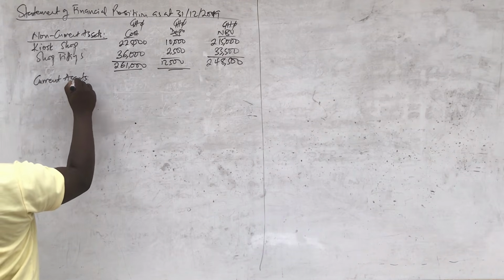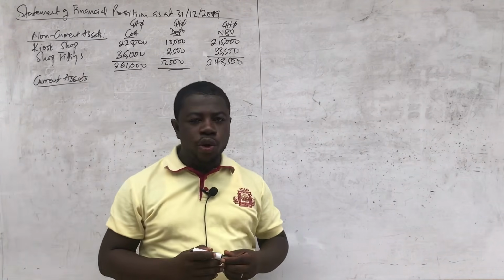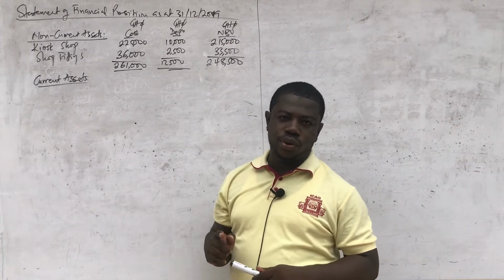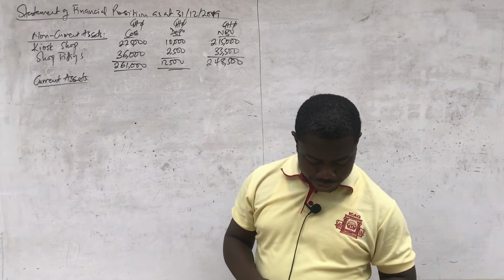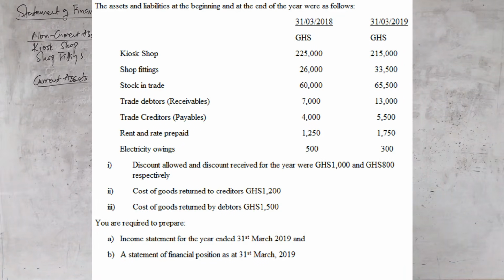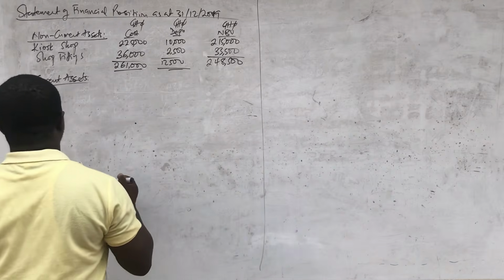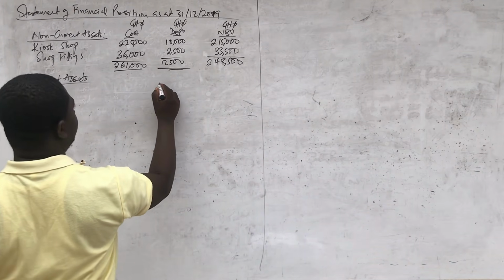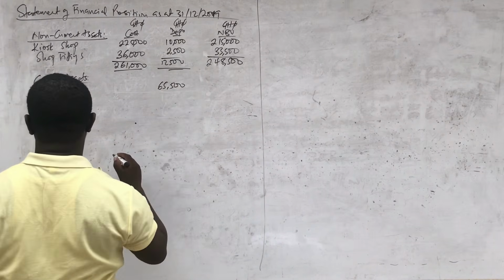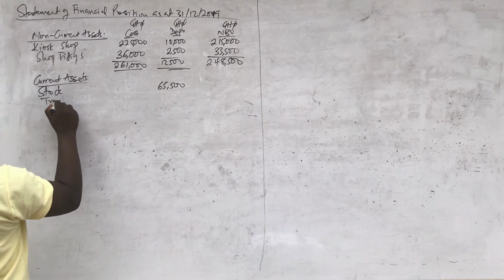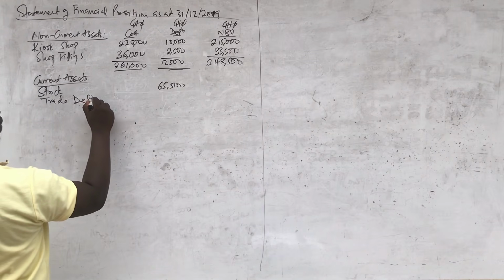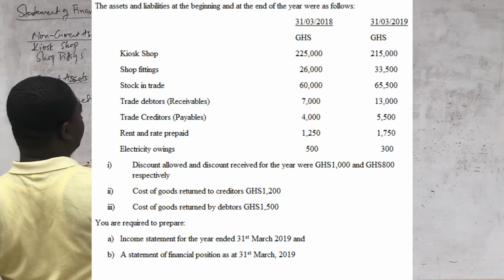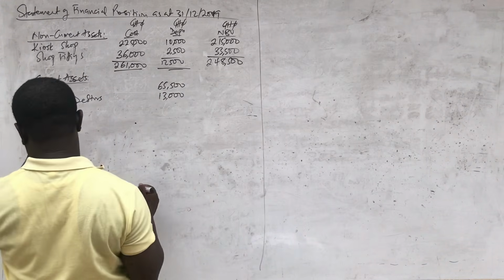Remember, I repeat that we are using only the closing balances of the assets and liabilities for the statement of financial position. Take note, we are using the closing balances. So for the current assets, we are going to go by the order of liquidity. So our stock in trade was 65,500 for closing balance, and then the trade debtors or the receivables at the end. The receivables figure at the end was 13,000 for the trade debtors.